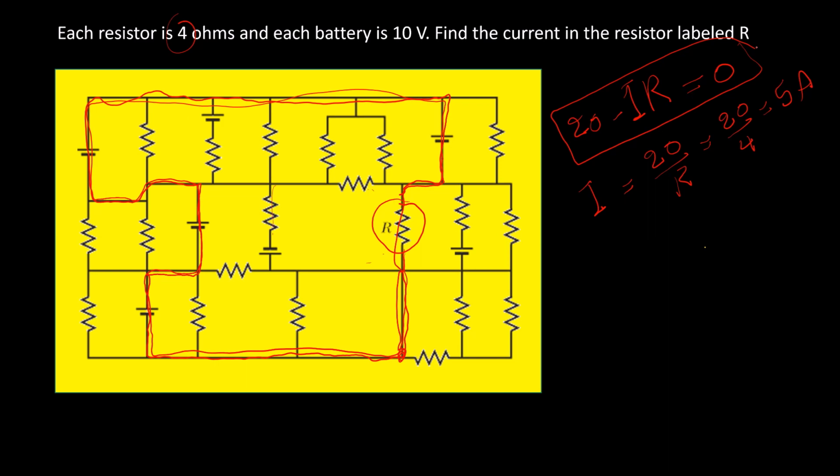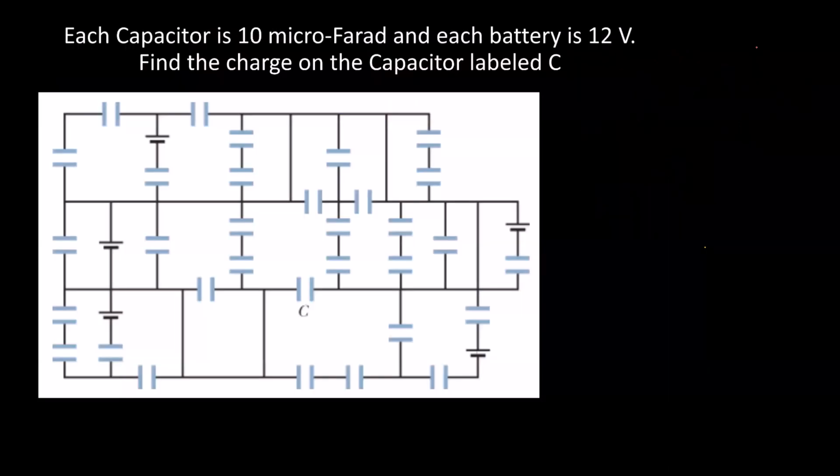Thank you. You're welcome. All right, so let's go to another similar problem, which is this. It says each one of these capacitors is 10 microfarads and each battery is 12 volts. Find the charge on the capacitor labeled C, this one.